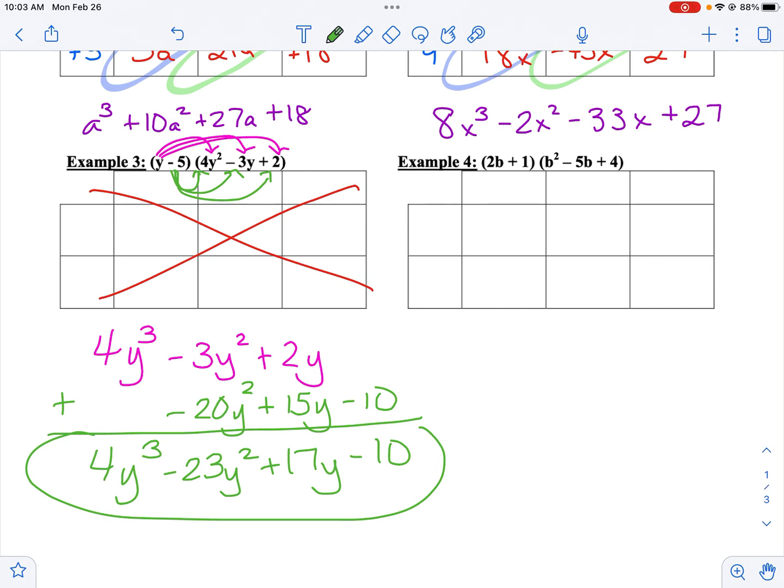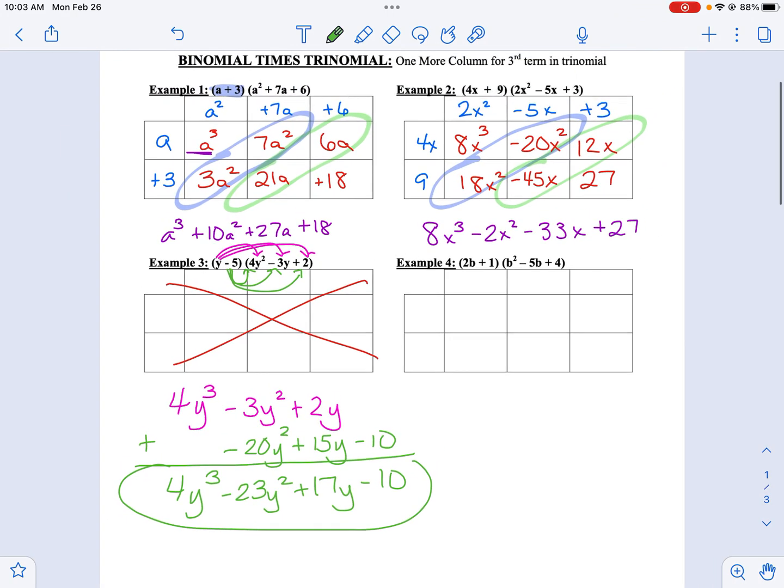So line them up on the second row. Please make sure it looks like one of these two methods, not the math app, whichever app you happen to be using. Please show either the box method or show lining them up in this manner so that I'll know that you did them on your own.